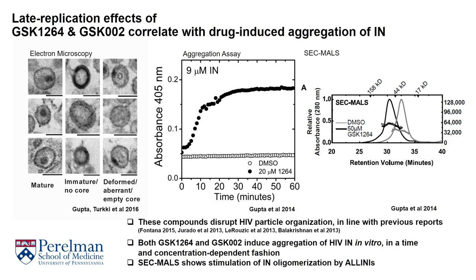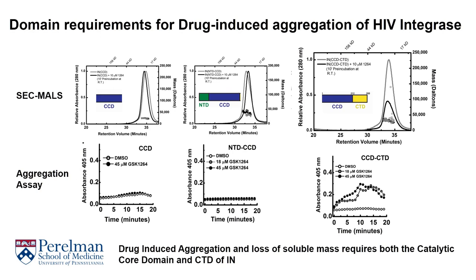Subsequent analysis by our group and others has demonstrated that both the catalytic core domain and the C-terminal domain of integrase are required for efficient drug-induced polymerization, in line with previous reports that the C-terminal domain is required for the tetramerization of integrase and the formation of higher-order species.